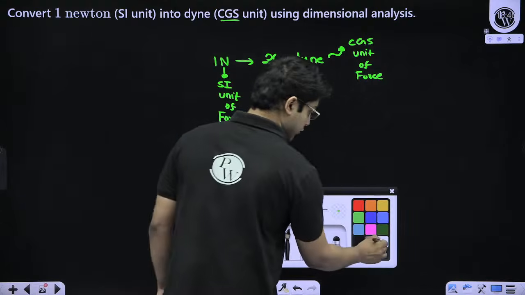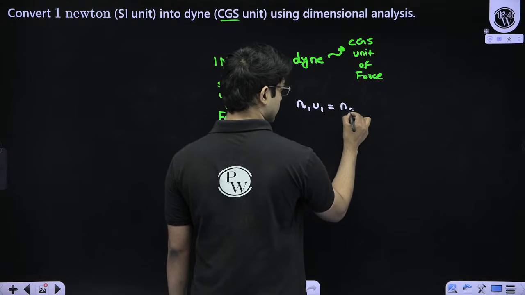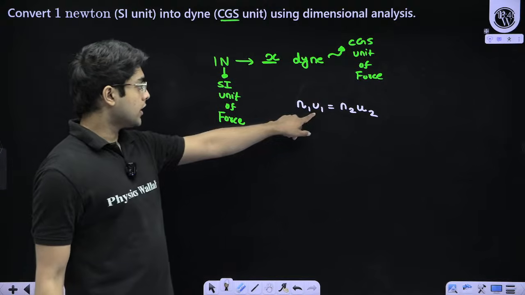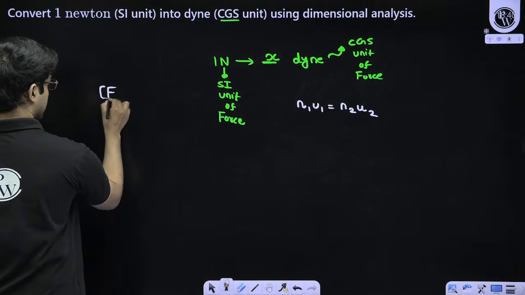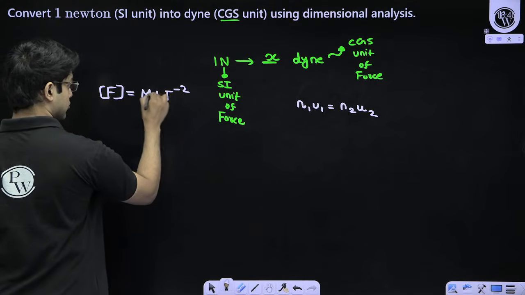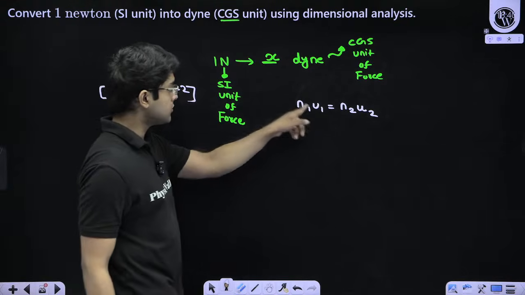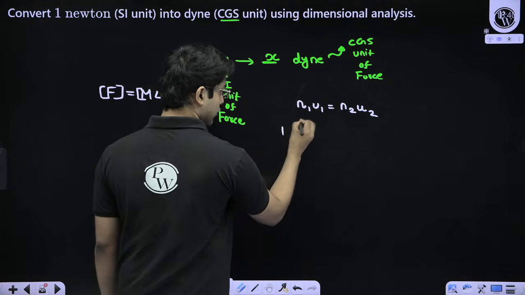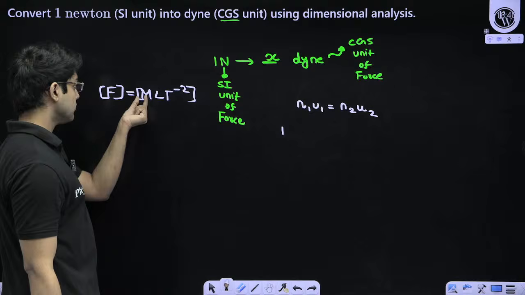So we will use the relation N1 U1 is equal to N2 U2. Now to get the unit, we will use the dimensions. What is the dimension of force? Dimension is the same everywhere. It will be MLT raised to minus 2. This is the dimension of force. Let's say the first unit system is the SI unit system. So N1 is 1, U1 is 1 Newton, right?